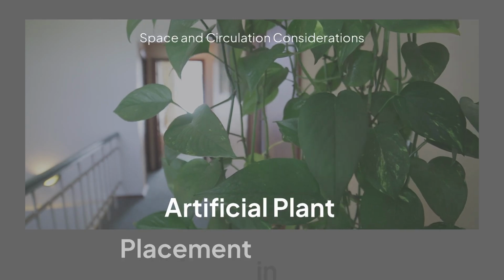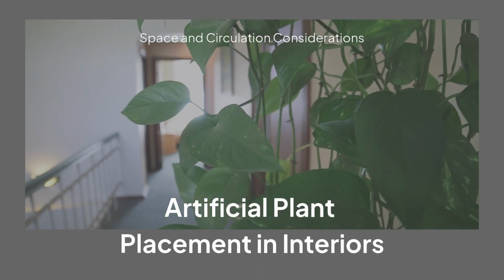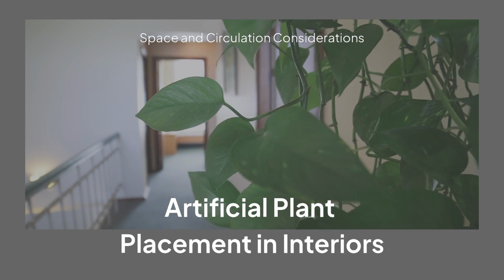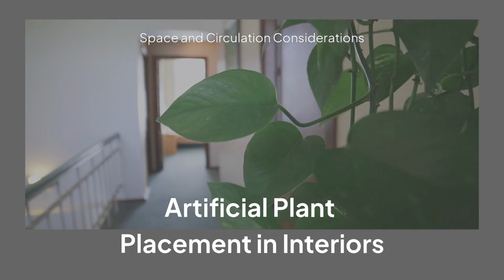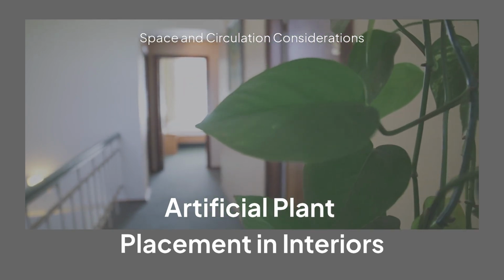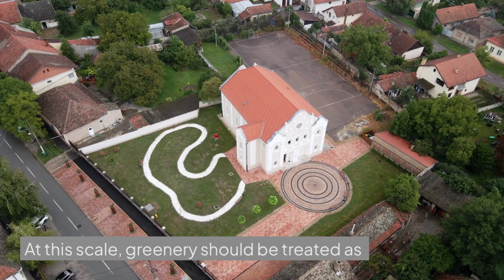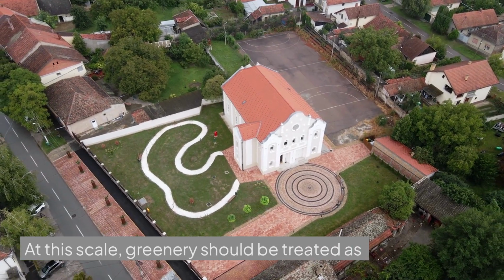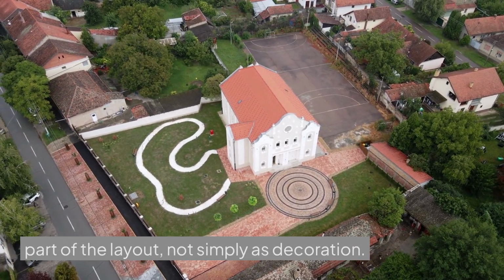A 110-centimeter artificial plant can define an open-plan interior, but the same plant can narrow a walkway, interfere with a door swing, or obstruct a critical sightline. At this scale, greenery should be treated as part of the layout, not simply as decoration.